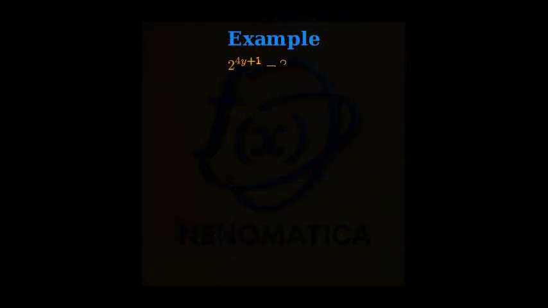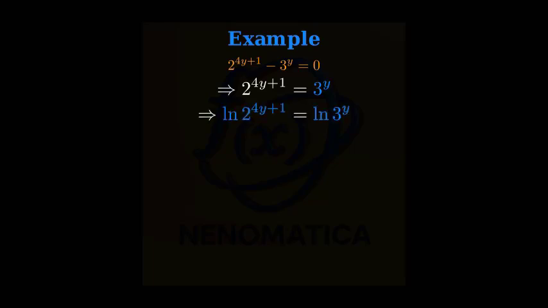Welcome to this video where we'll solve an exponential equation. Let's carefully work through this example step by step. Let's begin solving the exponential equation 2 to the power of 4y plus 1 minus 3 to the power of y equals 0. Our first step is to isolate the exponential terms by moving 3 to the power of y to the right side of the equation. Next, we take the natural logarithm of both sides of the equation.